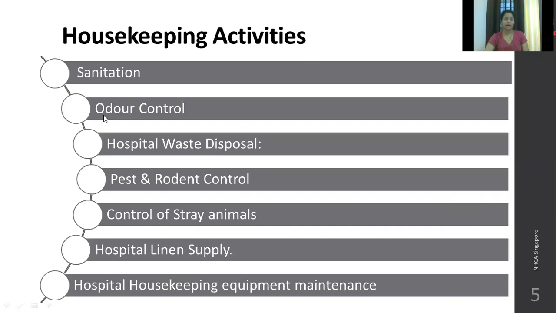Activities include sanitation. It includes basic cleaning and cleaning of physical facilities like dusting, mopping, sweeping, polishing, washing, etc. Maintaining equipment, floors, hospital equipment, etc. Odor control, to control the bad odors emitting from various patient care areas. Hospital waste disposal: collection, transportation, and disposal of biomedical waste. Pest and rodent control, and control of stray animals so that no stray animals get into the hospital premises or within the building. The hospital linen supply: procure linens from the store, wash and clean them, and send them to the user departments.